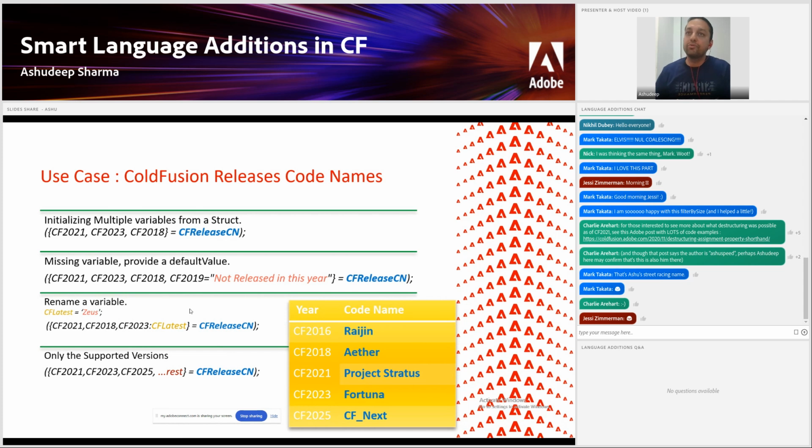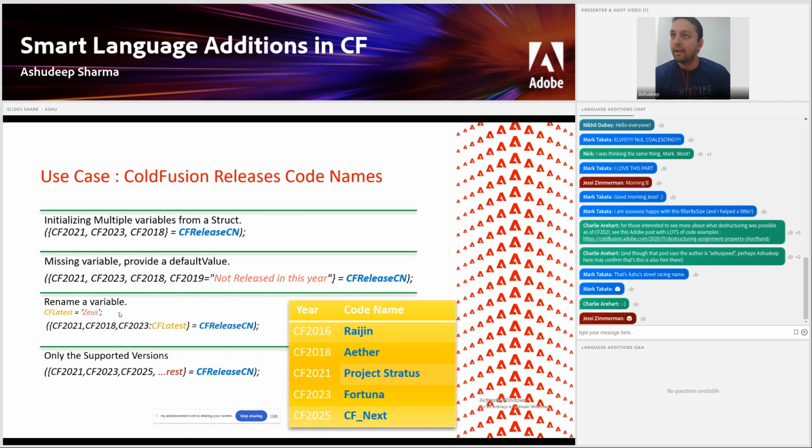And let's say we have a use case with something like CF 2019. ColdFusion was not released in 2019 as a release, so we know those kinds of values are not there. We can even put a default value for this, like not released in this year. So when we are assigning this, or if this is coming from a third party API and we know this value is not going to be there, we can still assign a default value so that if we print it in our code, it will show this value.